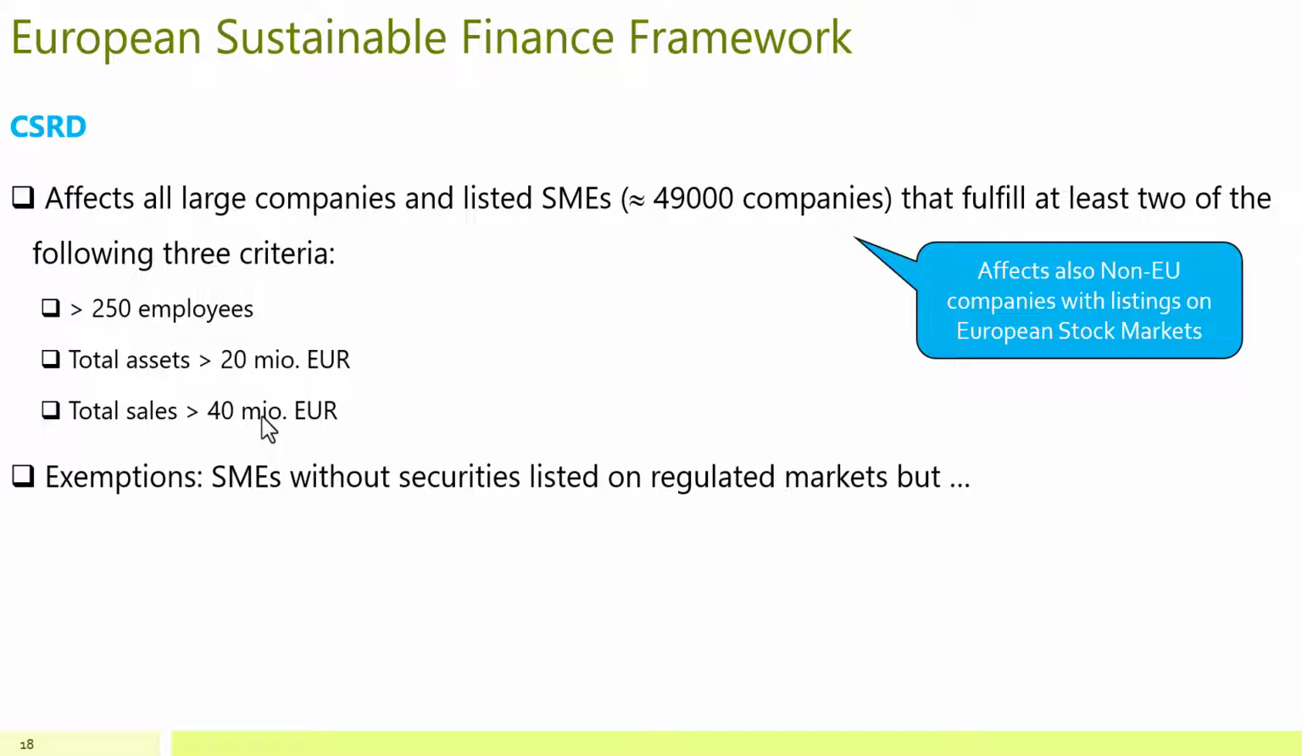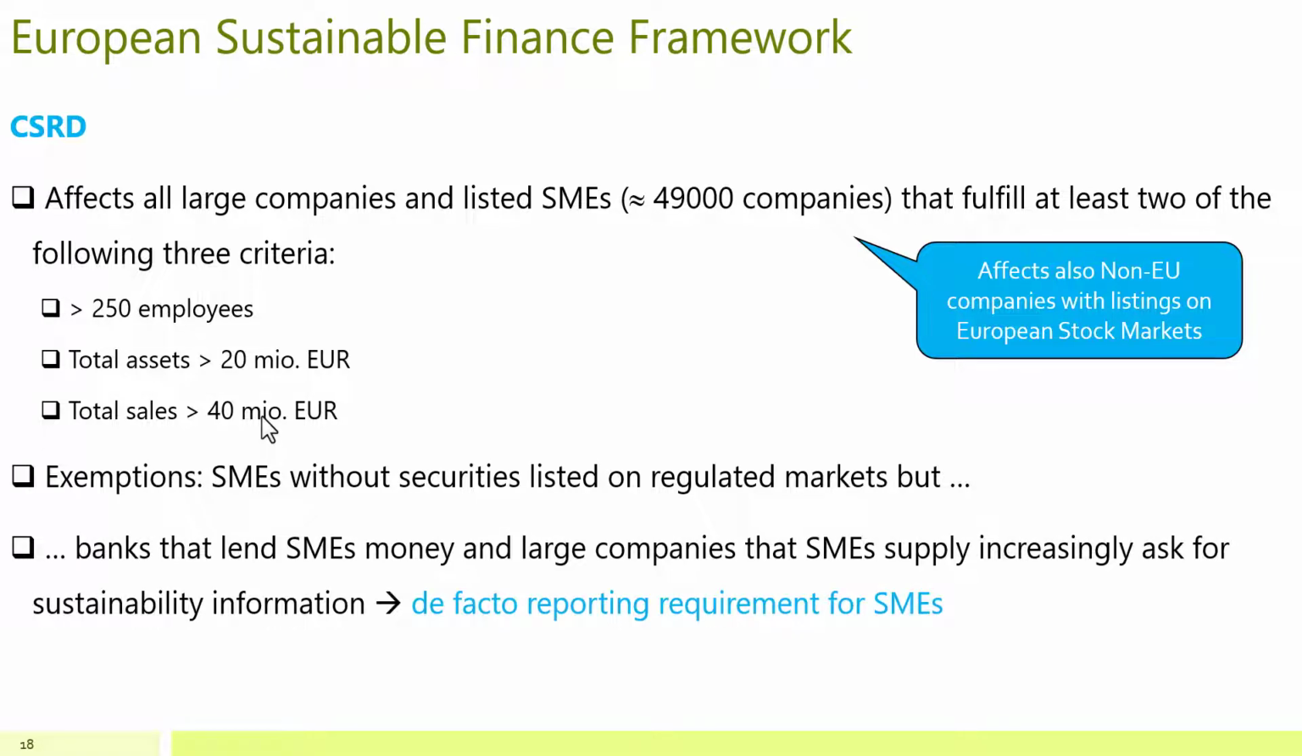Exception are small and medium-sized enterprises, but don't forget that banks and larger companies that have to report on their supply chains might need sustainability information from small and medium-sized companies. So at the end of the day, also these small and medium-sized enterprises basically have a reporting requirement because they need to give it to their bank or their customers.